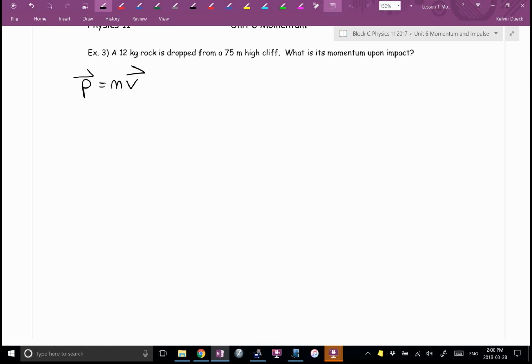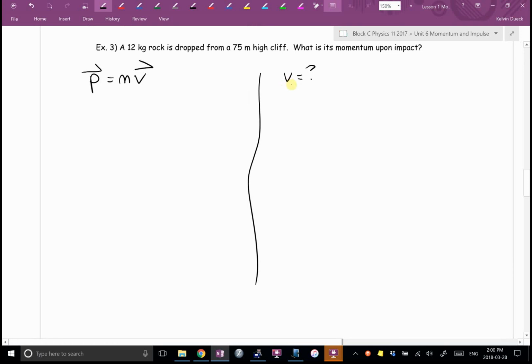Okay. So even though this question wants me to find momentum, I'm going to spend most of my time finding velocity. So let's do that. Let's write down V equals question mark. What does dropped tell me? What do we say instead of started? We have a fancy physics term for this. Which means I think I'm actually being asked to find V final.